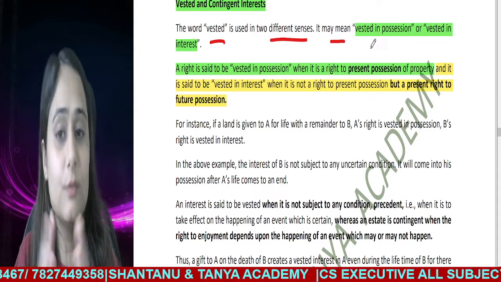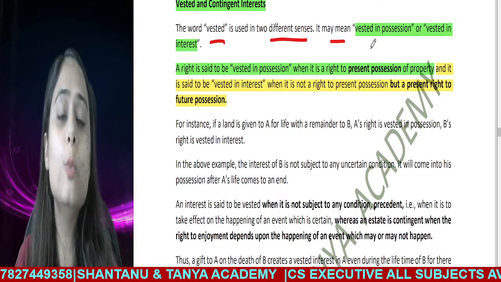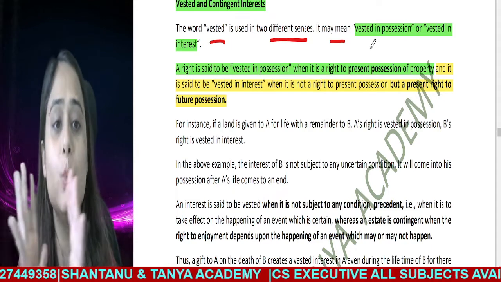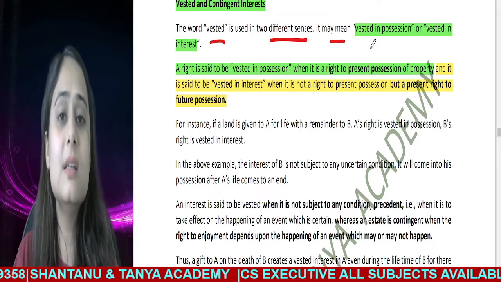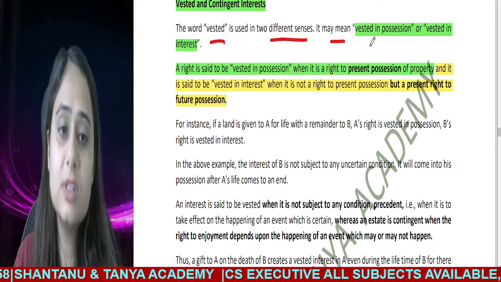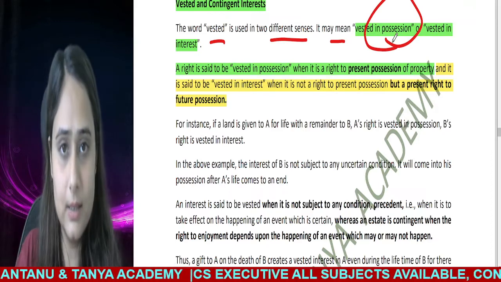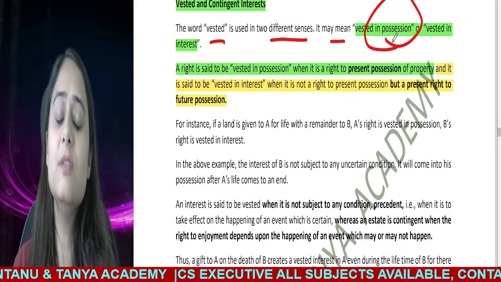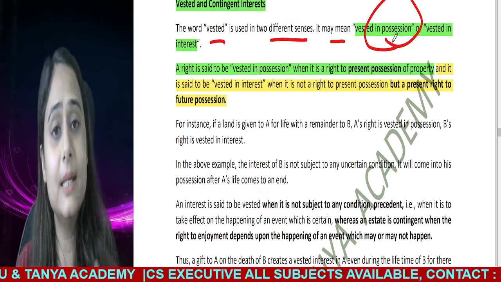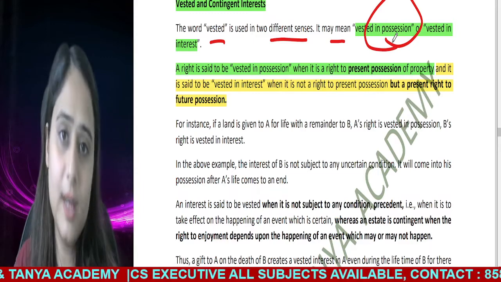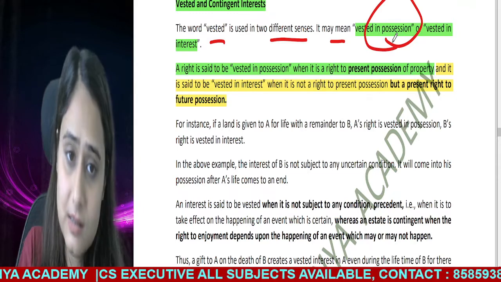So what they are doing is they are bifurcating the word vested into two parts, vested in possession and vested in interest. Now vested in possession means immediately transferring the property, correct? So when something is vested in possession, that means I am getting that property with immediate effect, correct? But when the thing is vested in interest, correct?